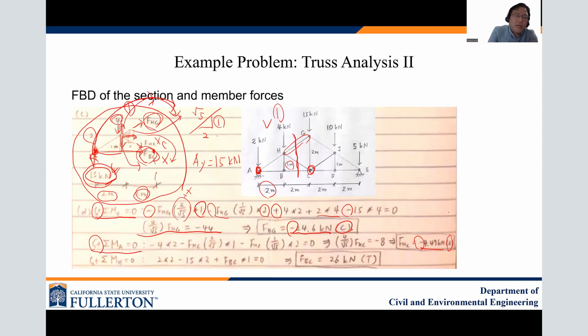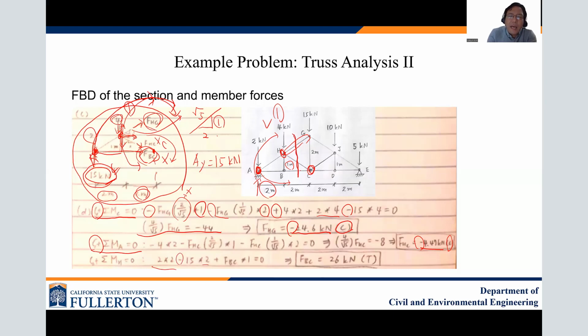And then finally, sigma MH equals 0, so about this point, point H, okay? In this case it's a little bit easy because the distance is 2 meters. So there's 2 times 2, and that one is counterclockwise, so it is a positive sign. And then the 15 reaction is clockwise, so there's a negative sign, with 2 meters.